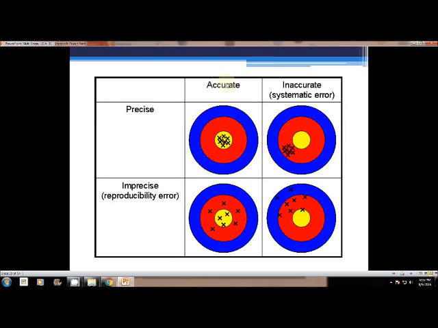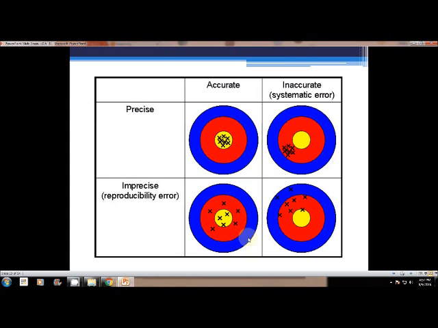So let's say we're shooting a bow and arrow, right? And so accurate means that we hit the bullseye. Precise means that all of our trials, all of our arrows that we shot, all hit within the bullseye too. They're grouped together. So it's accurate because it hit the mark, and it's precise because all tries are grouped together. Moving right, we're inaccurate because we didn't hit the yellow bullseye, but we are still precise because they are all still grouped together. You're inaccurate, but you are precise with your inaccuracy.